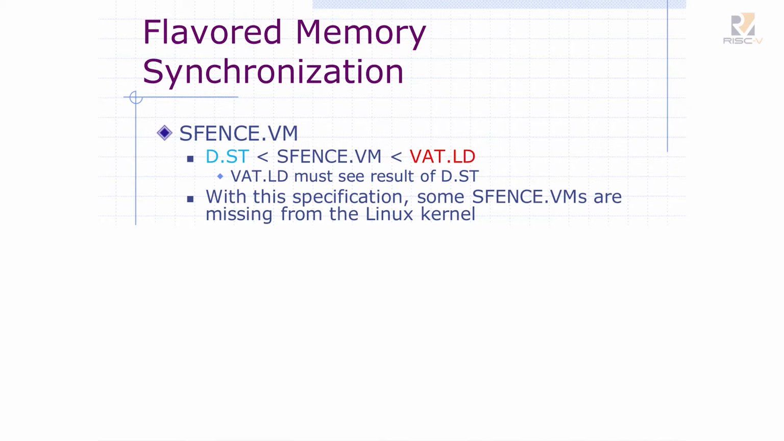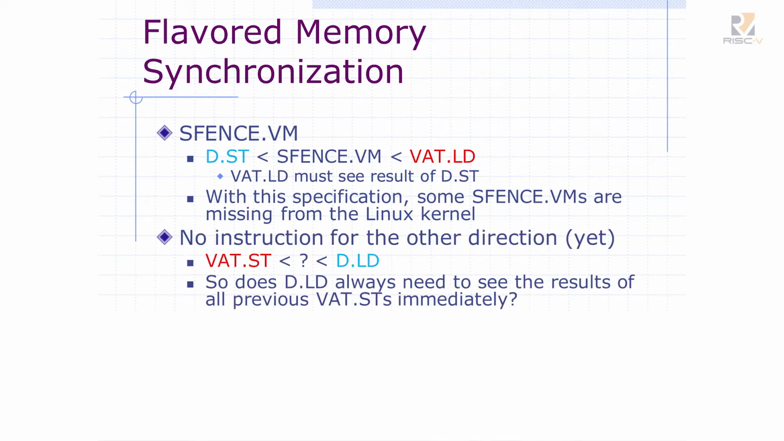With those semantics, every time there's a write to a page table, you need an sFENCE.VMA before that translation can be used. But there's no instruction for the other direction yet. So a virtual address store, which comes from updating a page table entry as referenced or dirty, there's no synchronization between that store and a load from the kernel to see the new state of the page table entries. So we're proposing that there should be another flavor of sFENCE.VMA that works in this opposite direction so the TLBs can cache dirty and reference bits.